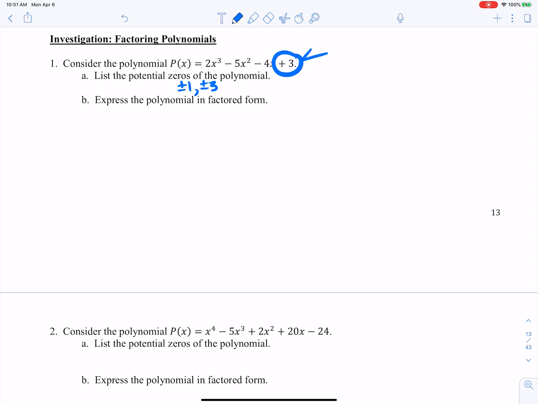Express the polynomial in factored form. Well, I'm not going to sub all those numbers in and try to figure out which one is the 0. What I'm going to do is graph it and find the 0. So I'm just going to move along to my graphing calculator.